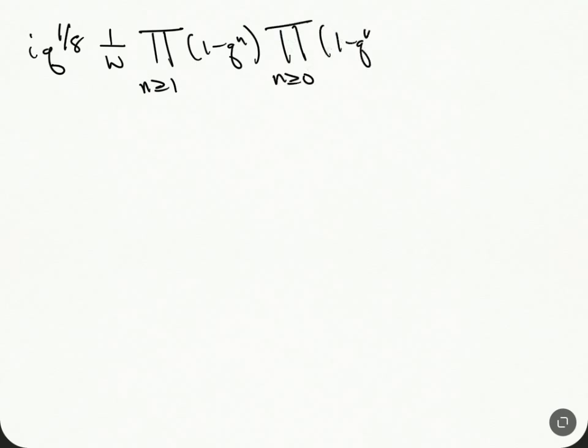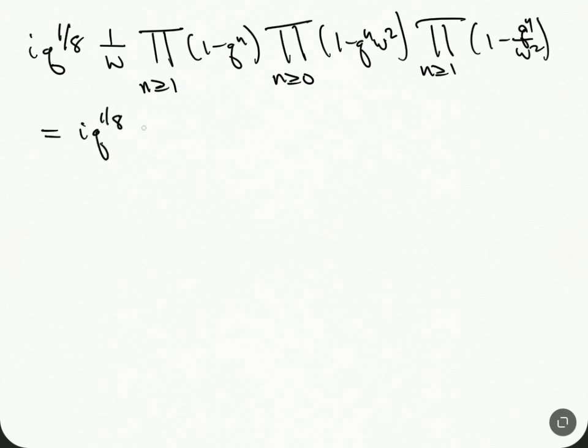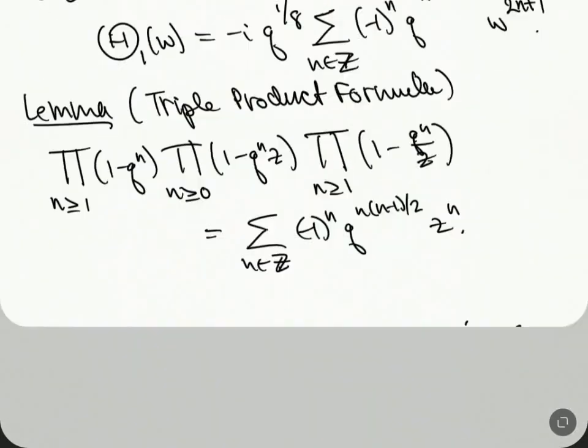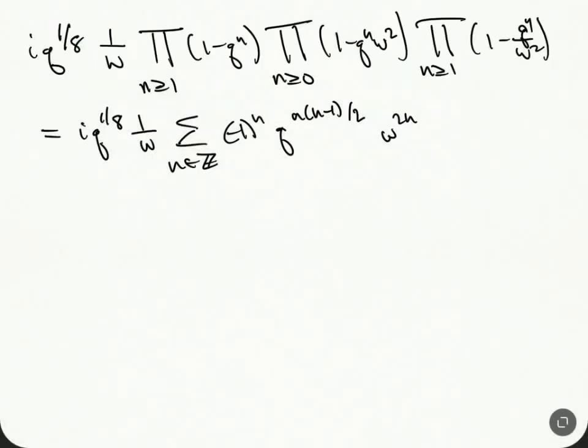1 minus q to the n w squared, n greater than or equal to 1, 1 minus q to the n over w squared, like so. Okay, so this is equal to i q to the 1/8, 1 over w. I am just applying here the triple product formula. Okay, so that's the triple product formula. This is starting to look like it.